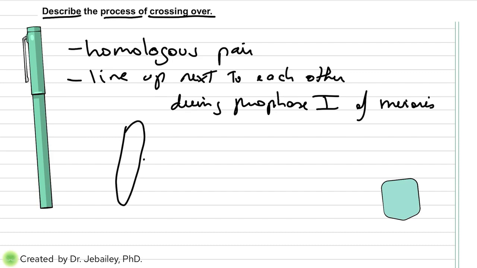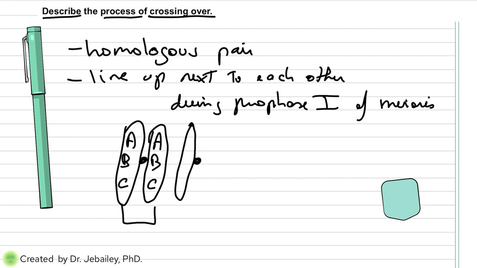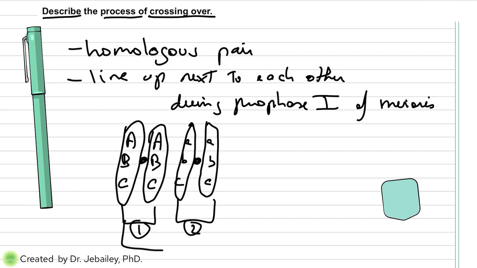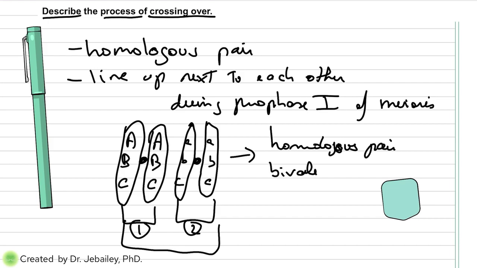So I will draw here a sister chromatid with A, B, C, and then a sister here with A, B, C, because these sisters have to be exactly the same. And then I would put the homologous chromosome, which is another sister that looks the same, but now I changed the alleles to little alleles here. So these are 2 sisters. You can see this is the first, the second sister. But together, the 4 of them are known as a homologous pair. Or we can say that they are a bivalent or tetrad. These are all names they can use.